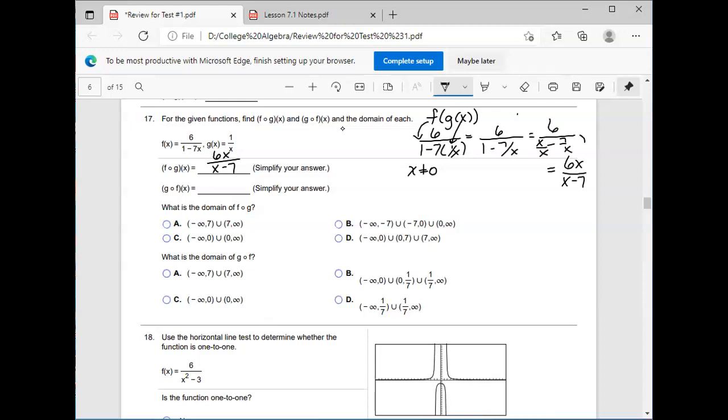Okay. Kind of come down here. And then I would have 6 divided by x minus 7 over x. And the way you divide fractions is you multiply by the reciprocal. So I wrote the 6 down as 6 over 1. I changed the division to a multiplication, and I flipped the second fraction. And so that's how you get the answer, 6x over x minus 7. Okay.